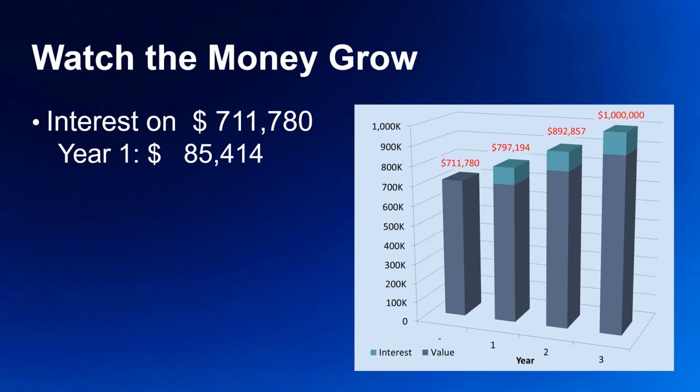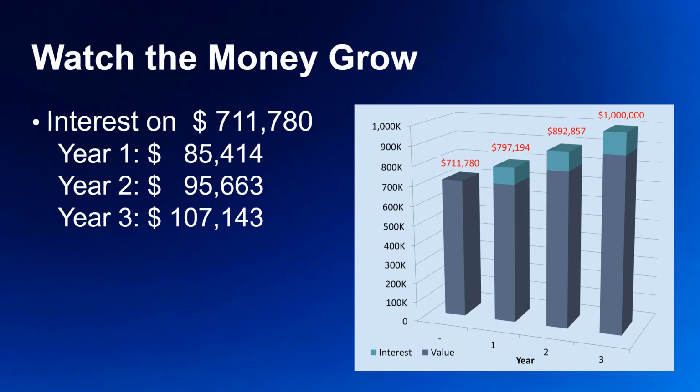We can see the time value of money in action because we can plot our present value of $711,780 and watch it grow to the 1 million in 3 years. We see that in the first year we earn over $85,000 in interest, and if we round out the numbers, we have almost $800,000 as a balance. As the balance grows, so does our interest. In the second year, you earn over $95,000 in interest, which results in a year-end balance of nearly $900,000. And by the end of the third year, interest for the third period is even higher. With over $107,000 in interest, we get to our target future value of exactly $1 million.